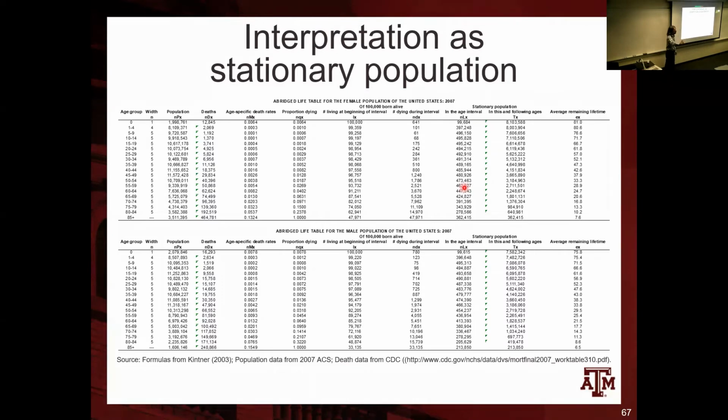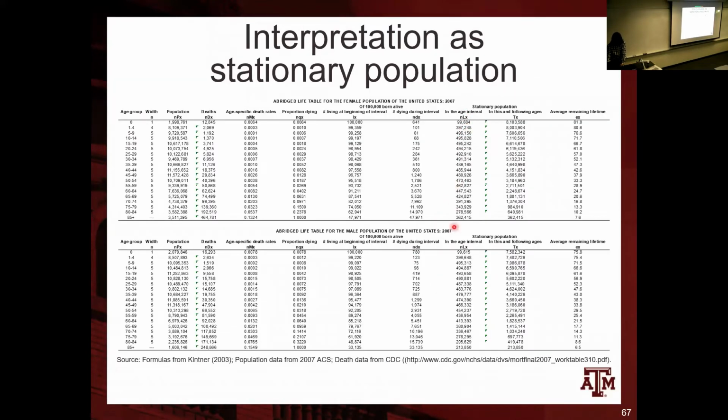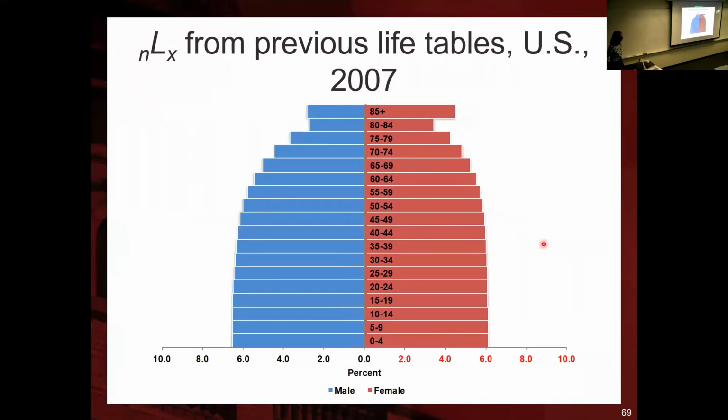The real population distribution for the US 2007, using this data, you get it from this column. And here we have women, and here we have men. Getting these columns here and showing them in percentage terms, we have this age-sex structure. Going back to the life table and getting this column here, we get the population distribution of the stationary population, which is this one. This data is from the big LXN expressed in percentage terms.